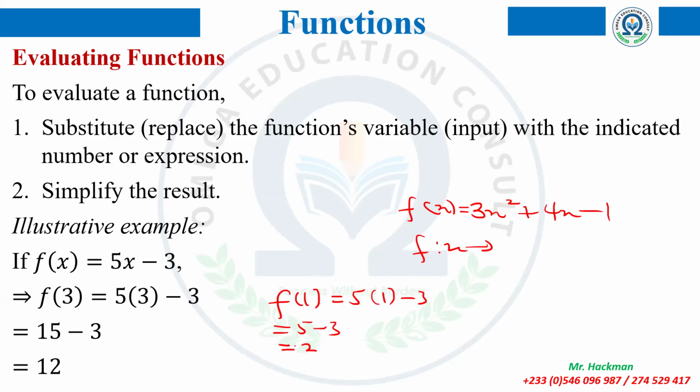So it means f of 1 is equal to 2, meaning the function f of x evaluated at 1 is 2. So 2 will be the image of 1, or 2 will be the output of 1. You get it?